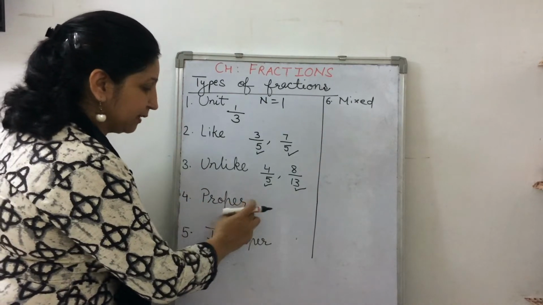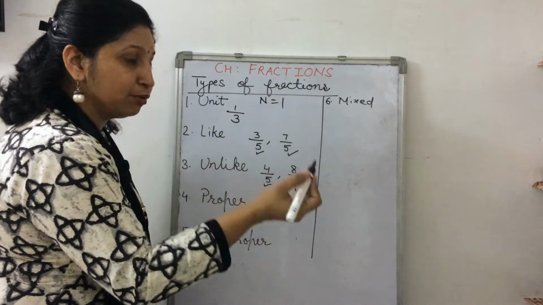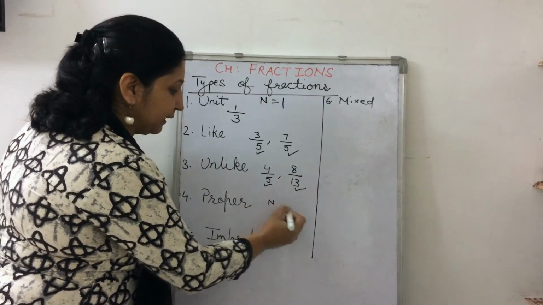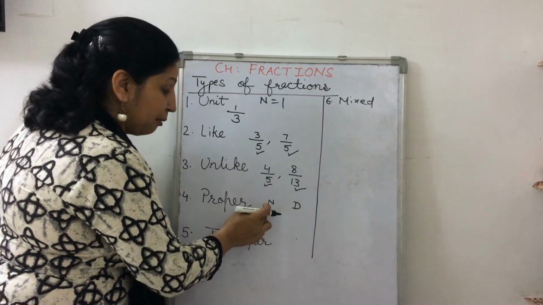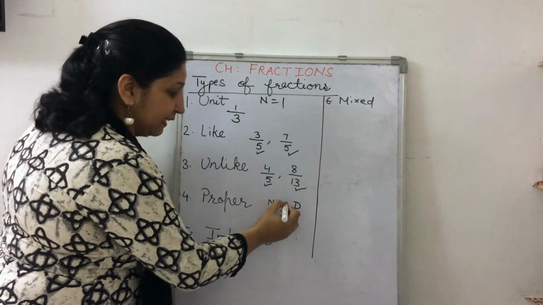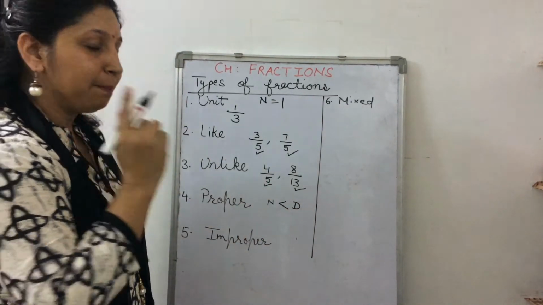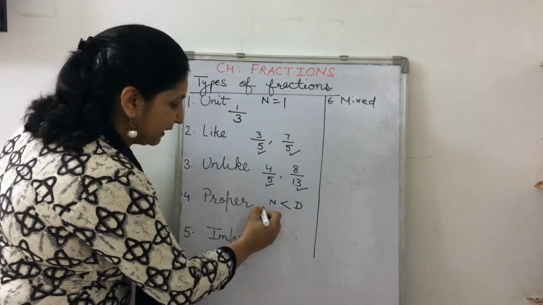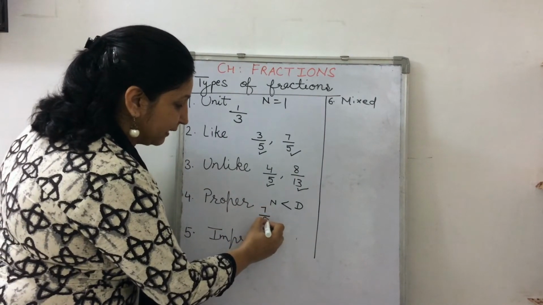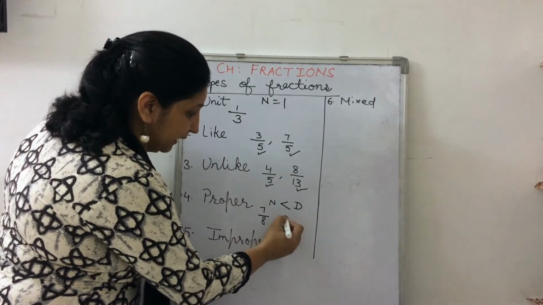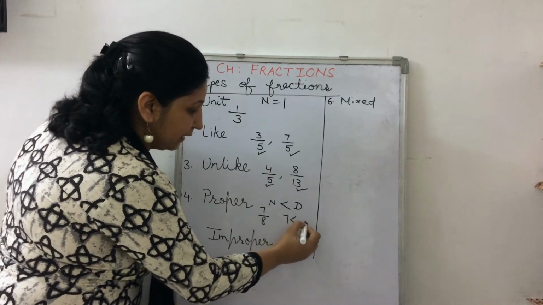Now come to proper fractions. Proper fractions means here we have two things: one is numerator and one is denominator. When your numerator is smaller than your denominator, it means it is your proper fraction. You can take suppose 7 upon 8, where your 7 is smaller than 8.